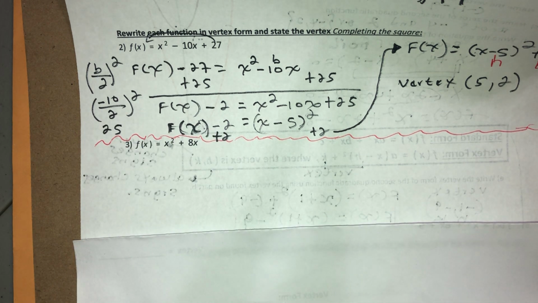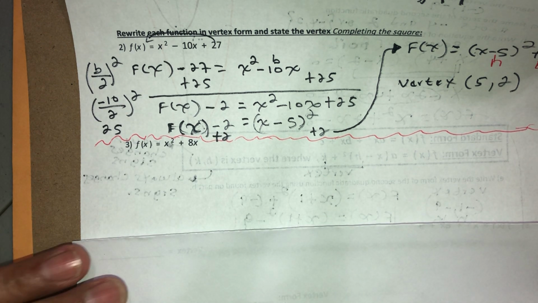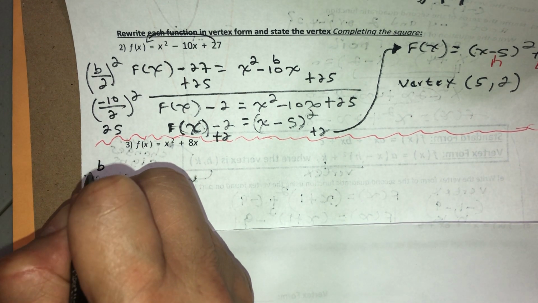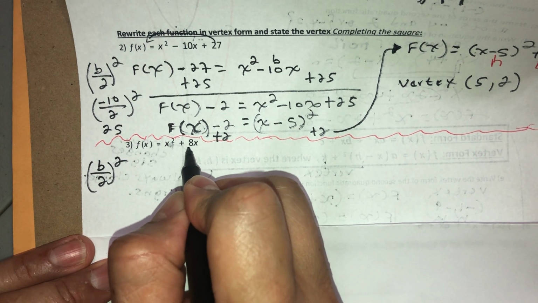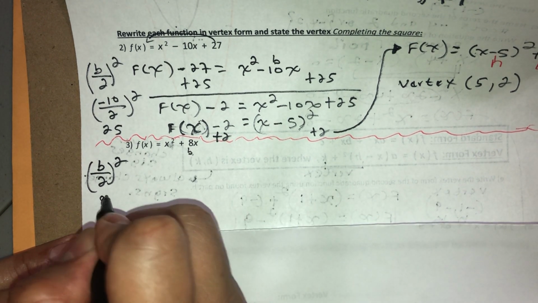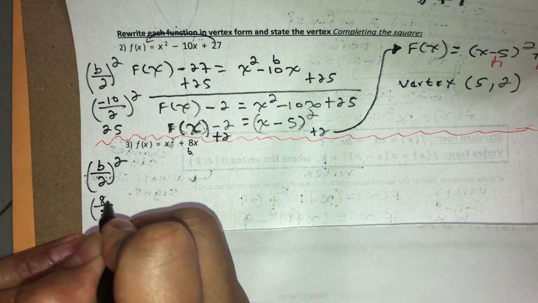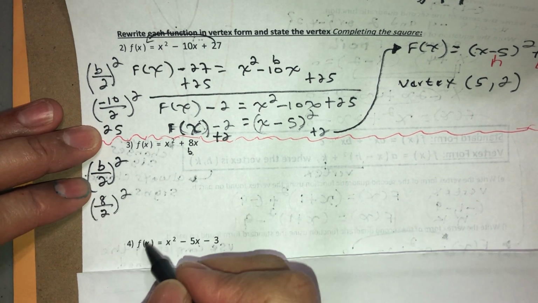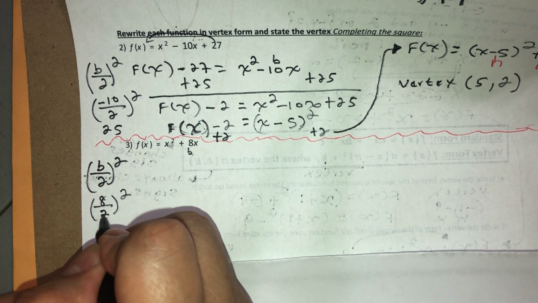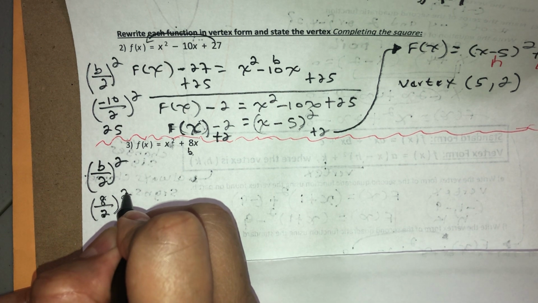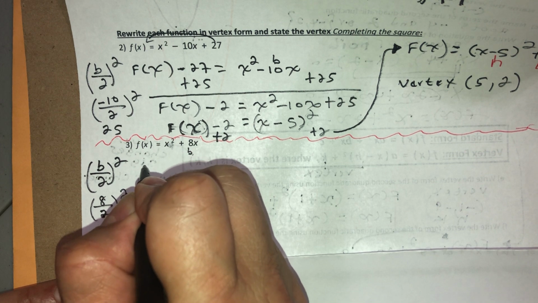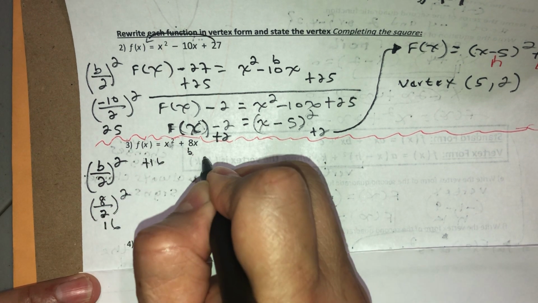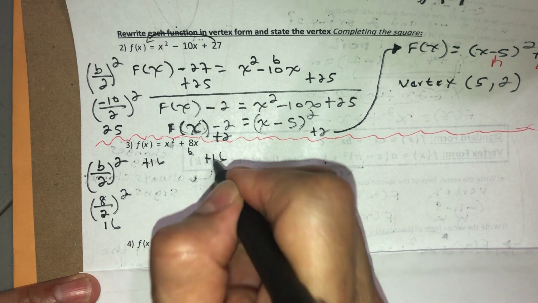I don't have to actually move anything to the other side. So what I'm going to do, I'm going to automatically find the value of b divided by 2 squared and add it to both sides. B here is 8, right? So if I substitute b for 8 and I divide that by 2 and square it, I'm going to have 16 because 8 divided by 2 is 4 and 4 squared is 16. So I still have to add 16 to this side, okay? So I'm going to do plus 16 here and plus 16 there.